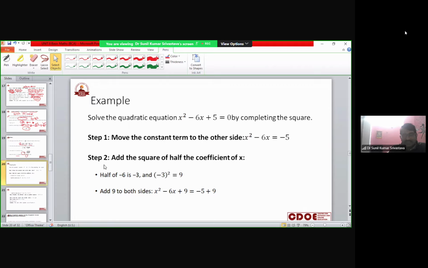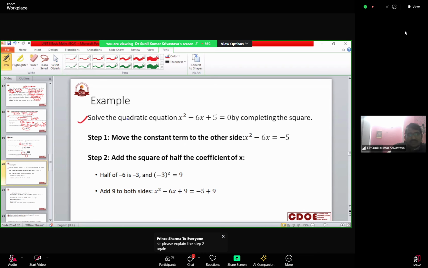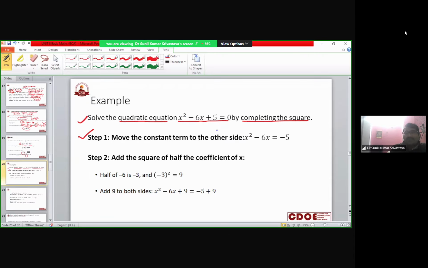So we take an example to describe this method in detail. Solve the quadratic equation x square minus 6x plus 5 is equal to 0 by completing the square. So first of all, what do I have to do? First of all, we have to write the equation x square minus 6x, and transpose the constant to the right hand side. That is, plus 5 becomes minus 5. On the left hand side you have to make the complete square.